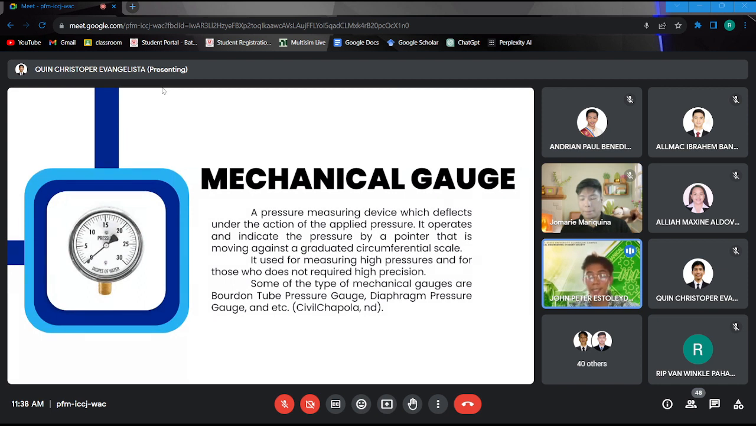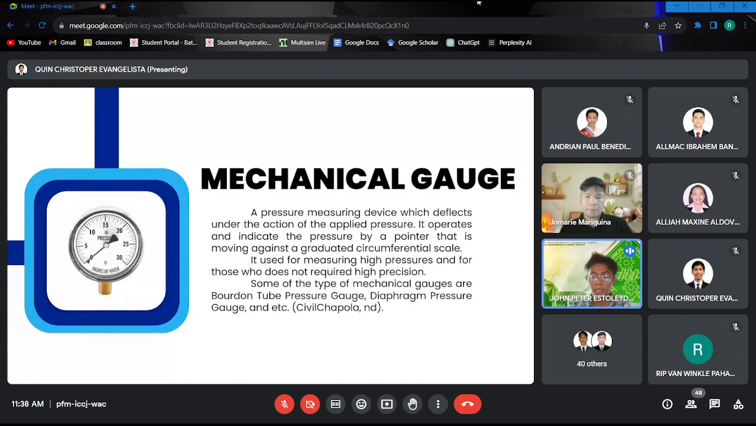So hindi po siya pinapagana ng electricity, kaya magiging maganda siya sa mga harsh environments dahil magiging durable siya and simple and reliable. However, they may have limitations in terms of precision and remote monitoring. Unlike the manometers where we add extra computations, in this mechanical gauge the value is being read directly from the instrument. So there may be no precise variables or computations.